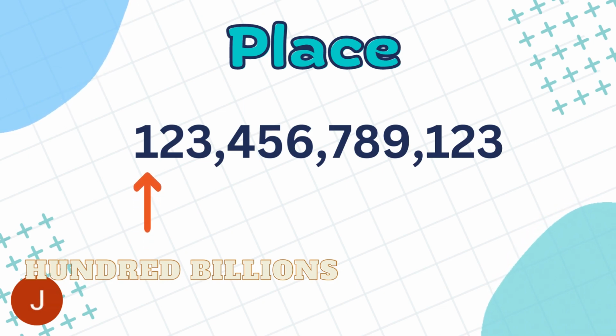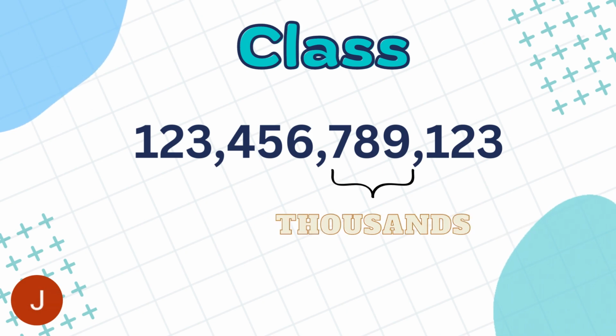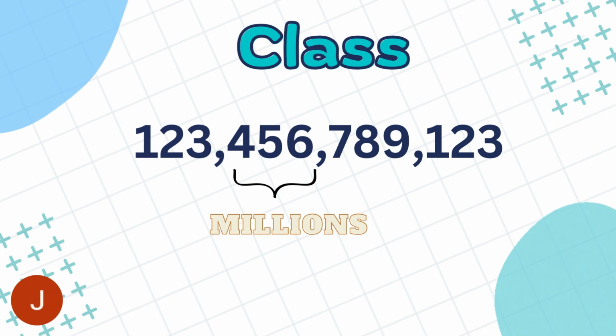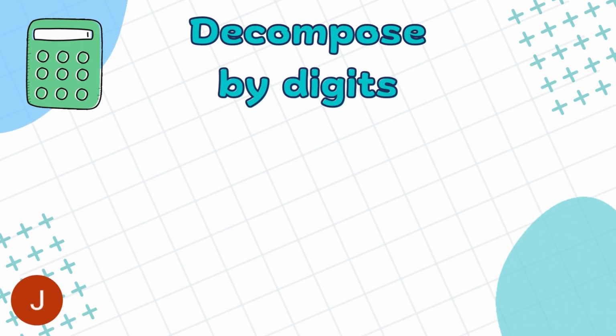Now, the class, however, is basically a group of three digits, and each group of three has ones, tens, and hundreds. The first class here is called the simple units. This one here is the class of the thousands. Then we have the class of the millions, and then the class of the billions. Now, after we've recapped the place and the class, we can start decomposing a number.